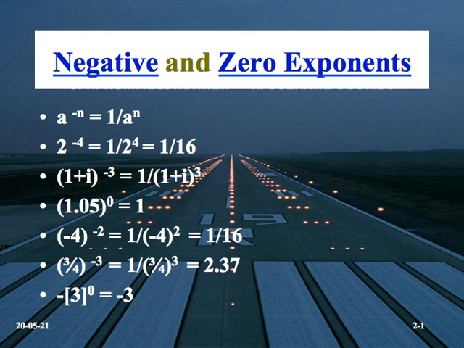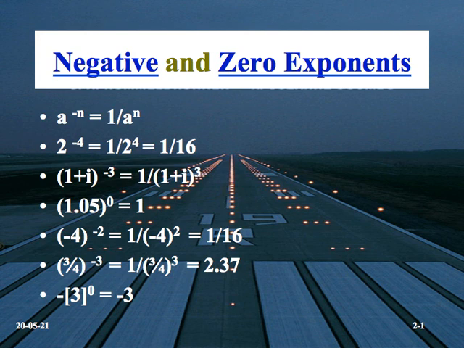Example number 3, 1 plus i to the negative 3 becomes 1 over 1 plus i cubed. Since the full expression is within the brackets, the full expression must be inverted because the whole expression has the negative exponent. Example number 4, 1 plus 0.5 to the 0 power is 1. The number has an exponent of 0, and the solution is 1.